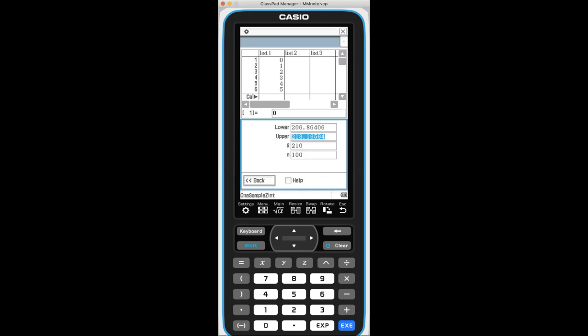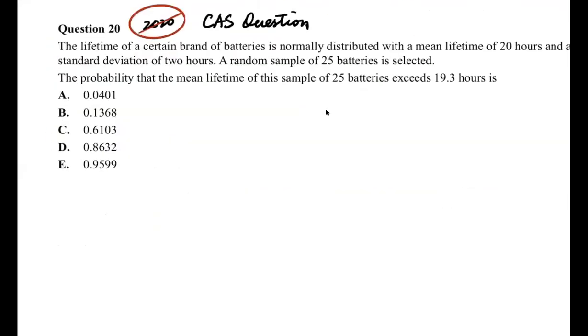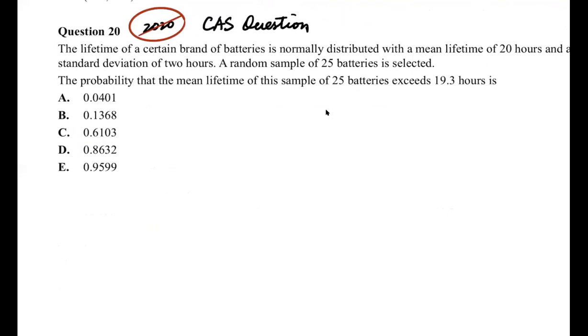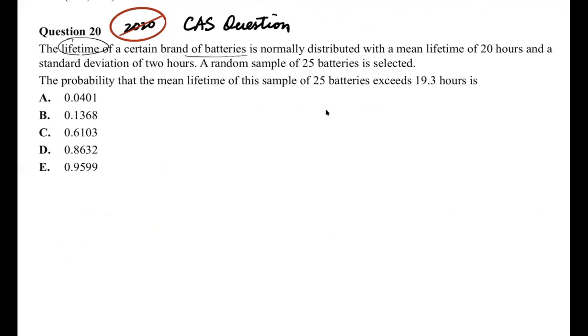Right, it's time for us to move on to the last multiple choice question. So let's have a look. Question 20, another CAS question. But before we use CAS, we need to derive some probability statement. The lifetime of a certain brand of batteries is a normally distributed random variable with a mean lifetime of 20 hours and a standard deviation of 2 hours. Okay, so the original distribution is a normal, 2 squared. That's my variance, okay?